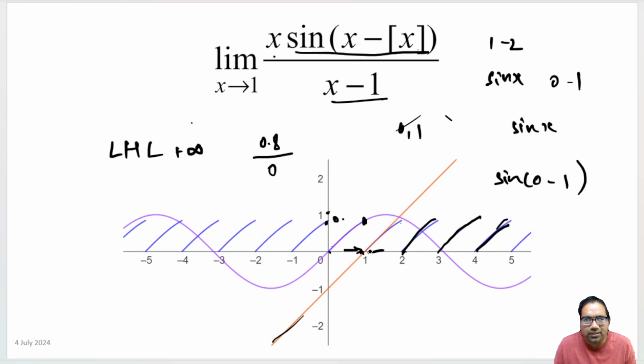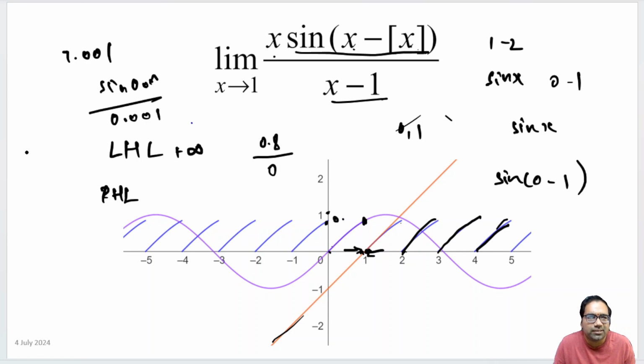But when you are approaching from the right hand side, that is the right hand limit, then what is this? x is approaching 1 from the right hand side. x is roughly 1.00001 something. x minus the absolute value of x gives sine of 0.000 something, divided by again x minus 1, that is 0.000 something. Basically, this is equal to sine theta by theta when theta plus is approaching 0.